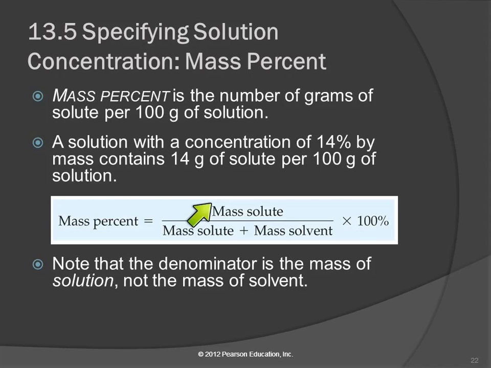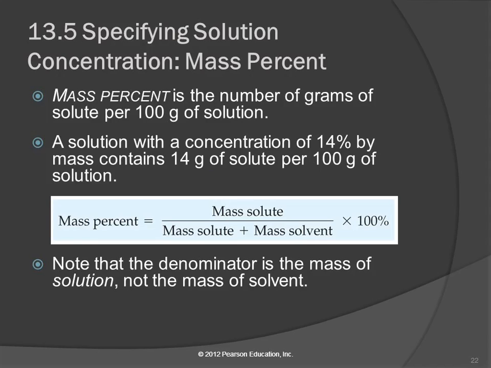And so we would take the mass of the solute and divide by the mass of the solution, which is the solute and the solvent. So this is the whole thing, the mixture, and this is the mass of the solute that we're interested in. We find that ratio, we multiply by 100. And that gives us the mass percent. So a 14% by mass solution is going to have 14 grams of solute per 100 grams of solution.